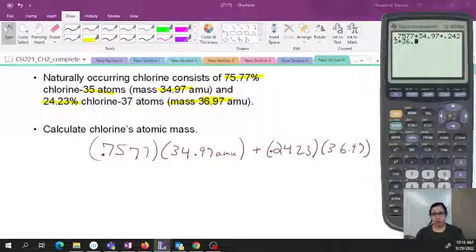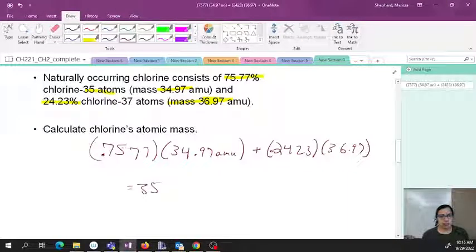And hopefully I didn't punch anything in wrong. So I think I punched it in right because I got what the periodic table says. So hopefully you got the same. So 35.45. So now we see where that mass comes from.